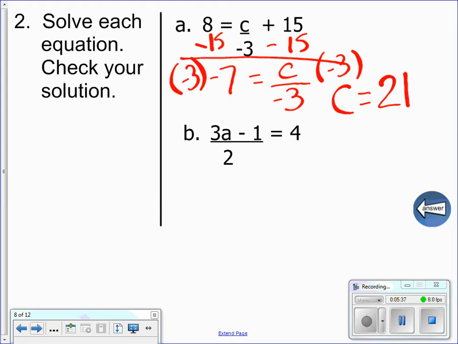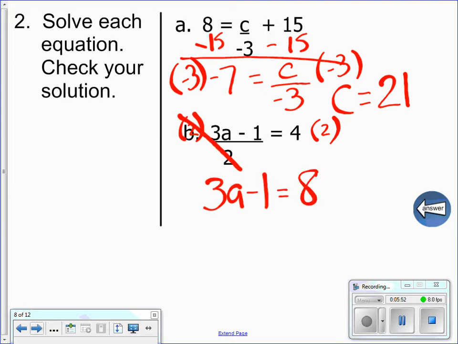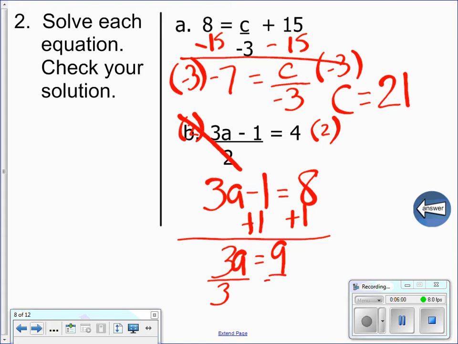On the second one, the first thing I would do is get rid of that fraction because no one likes fractions. So when I take 2 divided by 2, that gets 1. So 3a minus 1 equals 8. I add 1 to both sides. I get 3a equals 9. Divide both sides by 3, and I get a equals 3.